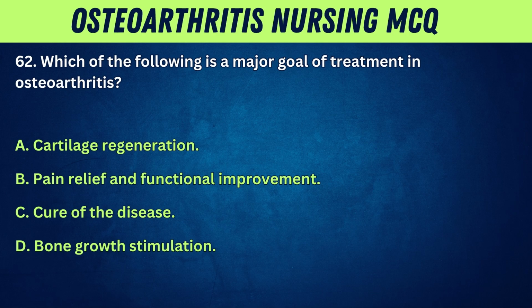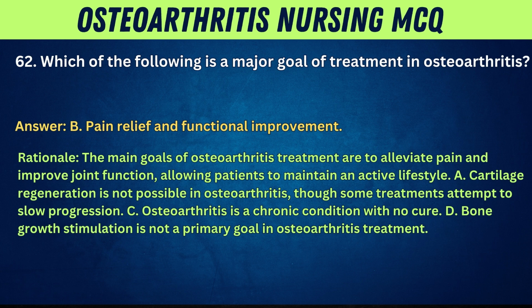62. Which of the following is a major goal of treatment in osteoarthritis? A. Cartilage regeneration. B. Pain relief and functional improvement. C. Cure of the disease. D. Bone growth stimulation. Answer: B. Pain relief and functional improvement.